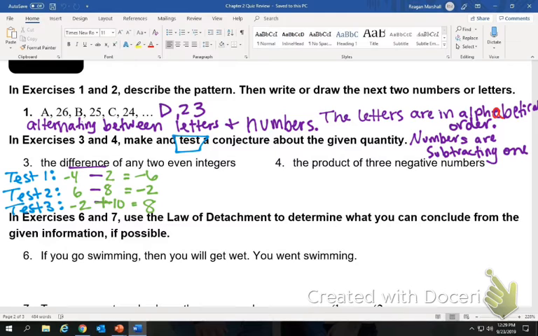Your conclusion will look like a full sentence. The sentence will read, the difference of any two even integers, and you'd say is, what conclusion can we make? They're even. I've seen a lot of people make the mistake of saying they're positive or they're negative, but they weren't trying different types of numbers. So make sure you're trying to make each test as different as possible.